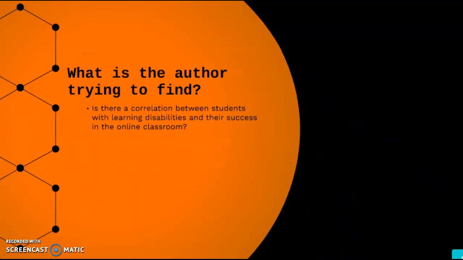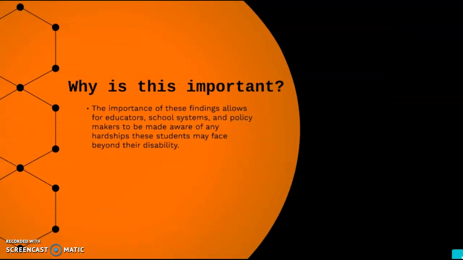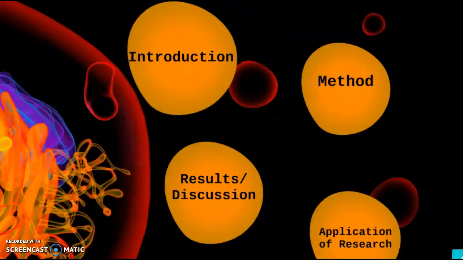As far as the authors from my research that I looked into, they wanted to determine if there was a correlation between students with learning disabilities and their success in the online classroom. They did this by using a couple different methods. Why is this important? As educators, we need to make sure that we meet the needs of all students in our classrooms. It doesn't matter what their ability level is, and making sure that those students with disabilities are getting a fair shot at their education.